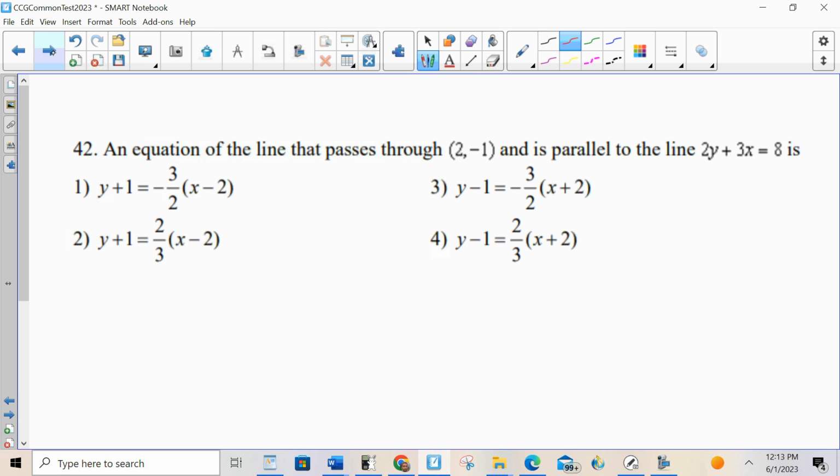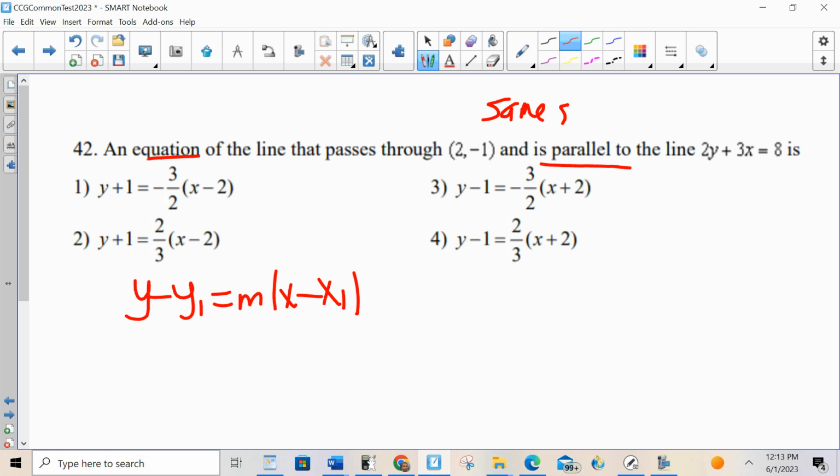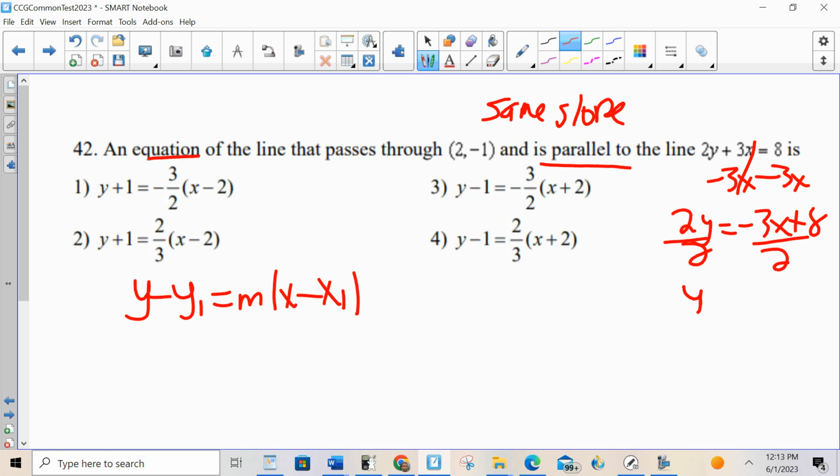I think I gave another one here. Same thing, equation of a line. Y minus y1 equals m, x minus x1. Parallel. Parallel lines have the same slope. This one's a little annoying because y is not by itself, so I have to do a little bit of algebra to get it by itself. So the slope of this line is negative 3/2. So since it's parallel, the slope of my line is going to be negative 3/2.